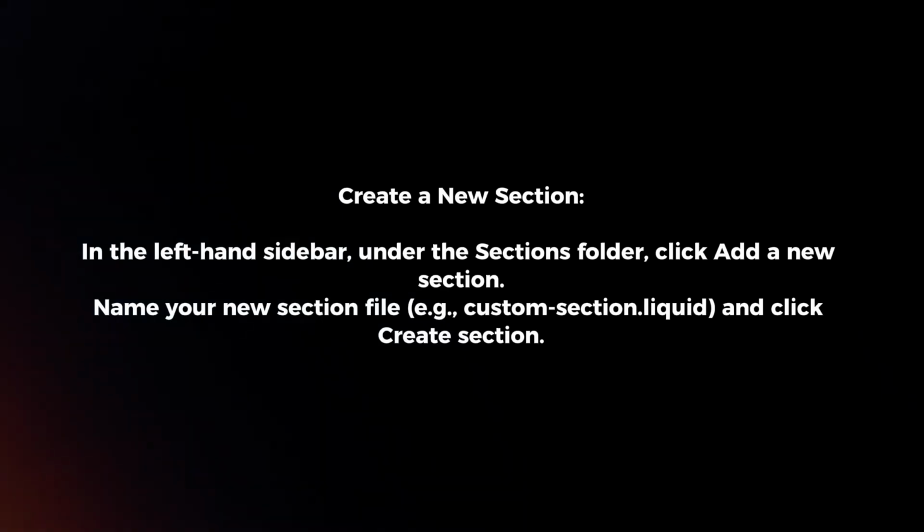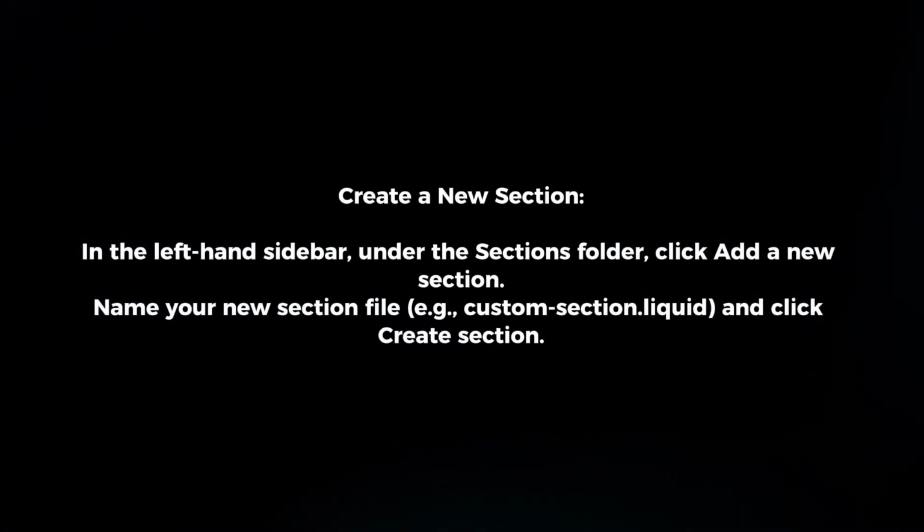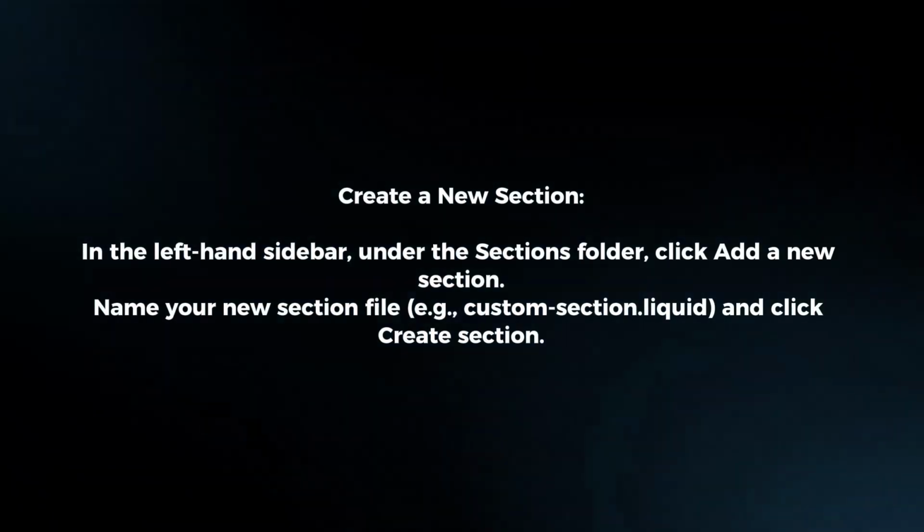Create a new section. In the left-hand sidebar, under the Sections folder, click Add a new section. Name your new section file and click Create Section.